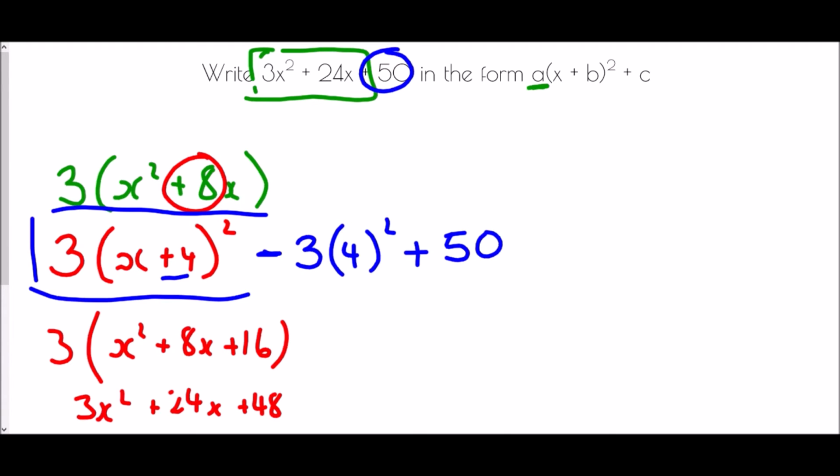And what that's done is it's meant I'm going to take away 48, which is the 3 lots of 4 squared, and then add on 50. And so my final answer here is going to be 3 brackets x plus 4 squared, and then I have negative 48 plus 50, which means plus 2.